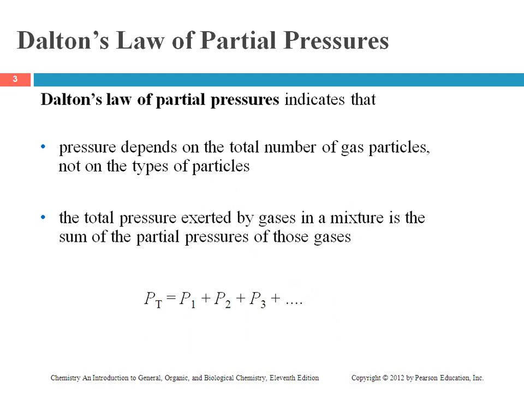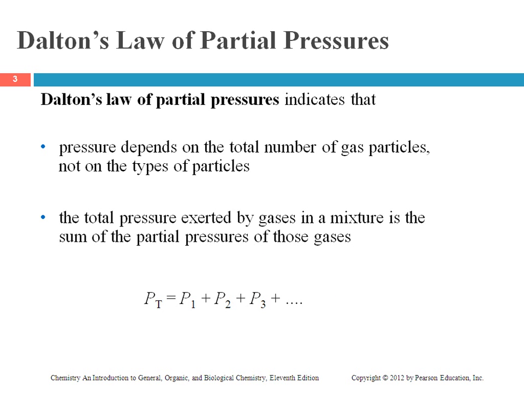This is basically Dalton's law of partial pressures. It indicates that the pressure depends on the total number of gas particles, not on the type of particles. Basically, you can just add up all of the pressures exerted by the gases in a mixture, and your total pressure is going to be the sum of all the partial pressures of those gases.